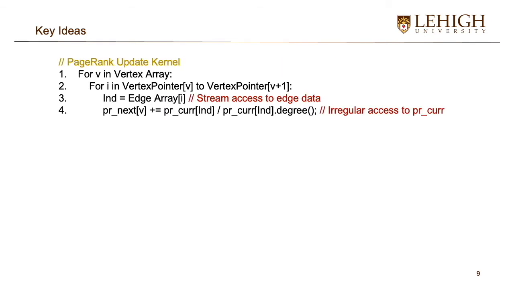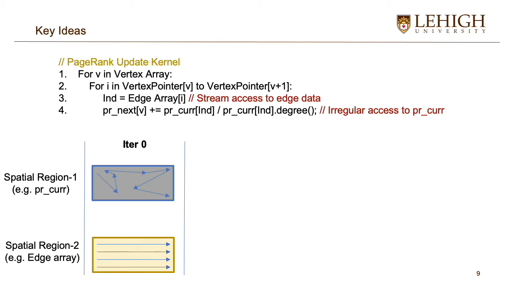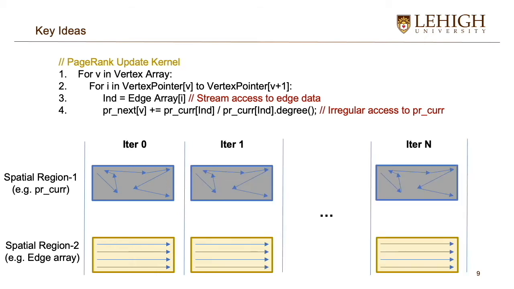The motivation of the RnR prefetcher comes from many important iterative applications that run repeated kernels. Let's use PageRank as an example. The code snippet shows the kernel. In the first iteration, the edge array is accessed in a streaming manner, whereas the vertex array p current is accessed irregularly. For the rest of the iterations before the algorithm converges, the same access sequences are repeated over and over again.